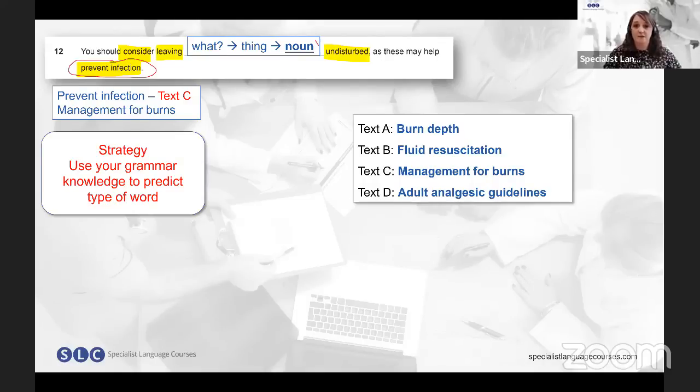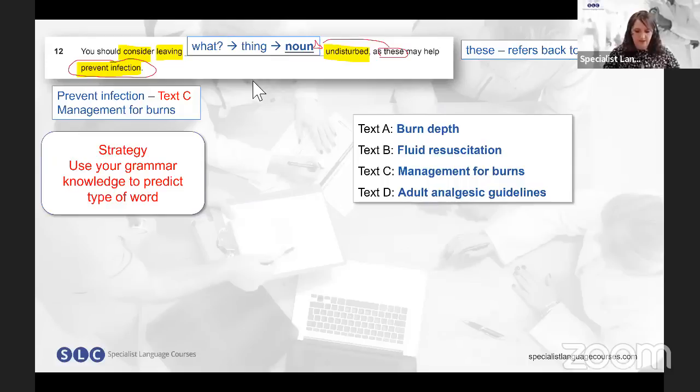So looking after the gap, we've got this keyword here, these. Now, using our grammar knowledge, we know that these is a word used to refer back to another word. And as it's these, we know that this is a plural word that we need. So make sure that you read before and after the gap to help you find the answer. So we now know that we're looking for a plural noun in here.